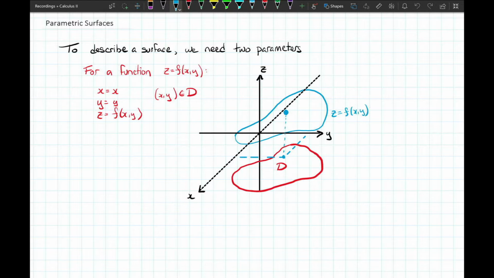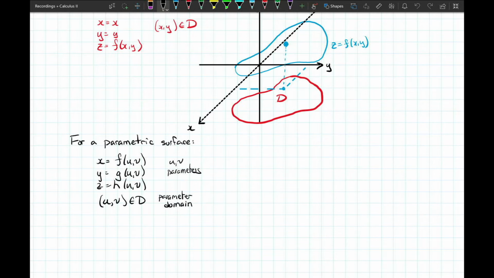And instead of having x and y as being our variables or our parameters, let's choose two other variables such as u and v, and then we'll let x, y, and z all be functions of those two parameters. If we have u and v as our parameters, then we could say that x is some function f of u and v, y is a function g of u and v, and z is a function h of u and v. And u and v, again, will have some sort of domain. It'll be a domain D that is a subset of R2 since we have two variables.